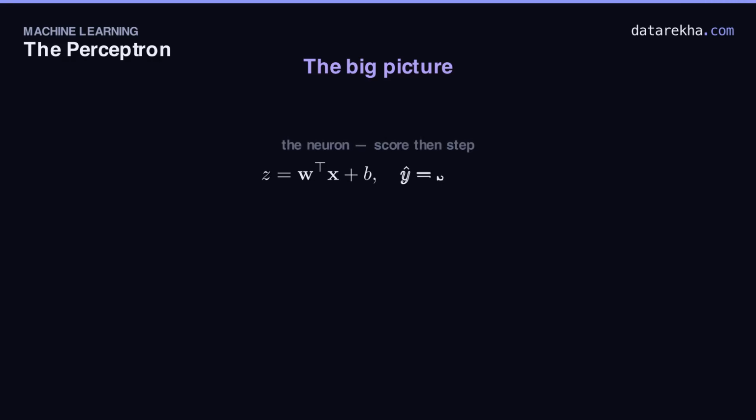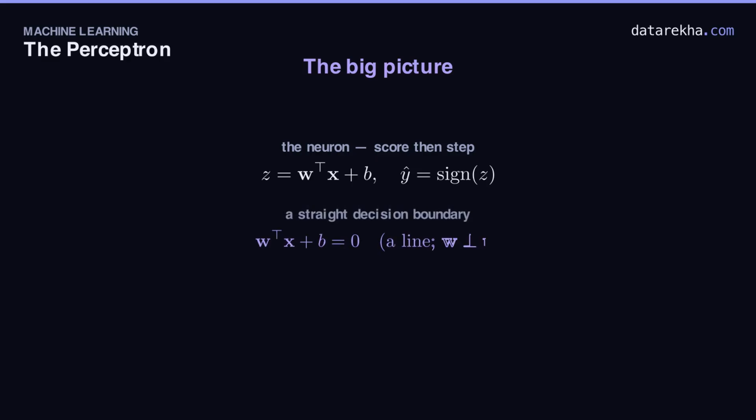Let's lock it all in. The perceptron is a single neuron. It takes a weighted sum z equals w dot x plus b and slams it through the sign function to a hard plus or -1. Setting that score to 0 draws a straight decision boundary, a line whose normal is the weight vector w. The perceptron is, at heart, a linear classifier.